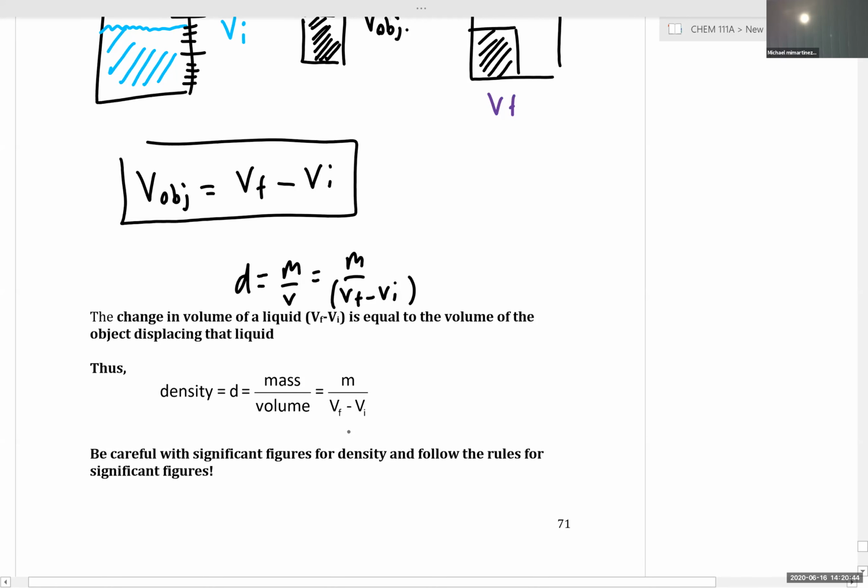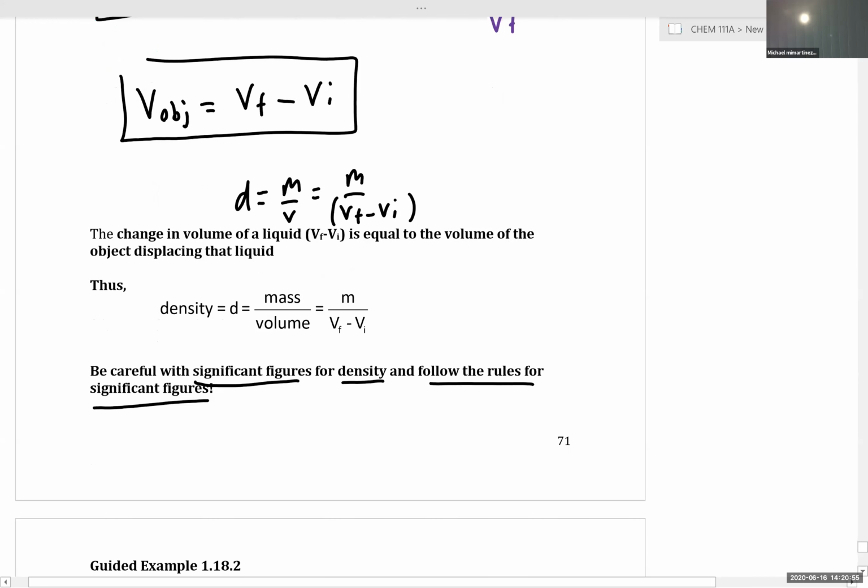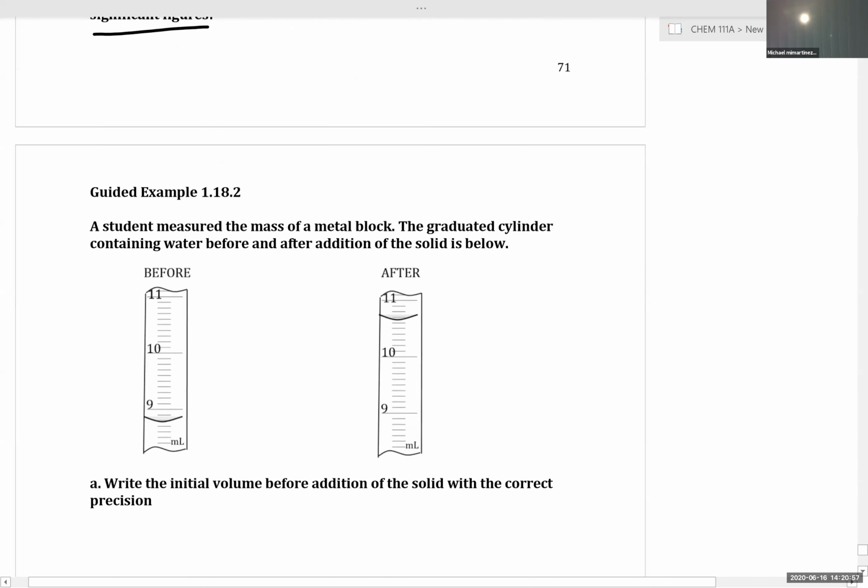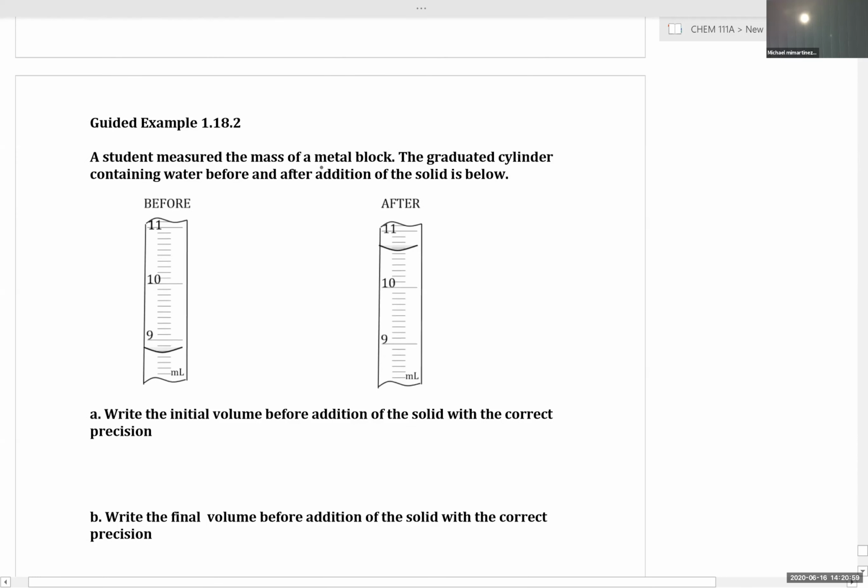Now, one thing you need to be very careful about is the significant figures for density, and you need to follow the rules for significant figures for each step. So let's talk about this next example. A student measures the mass of a metal block. The graduated cylinder containing water before and after addition of the solid is shown below. So we are going to have to read some graduated devices.